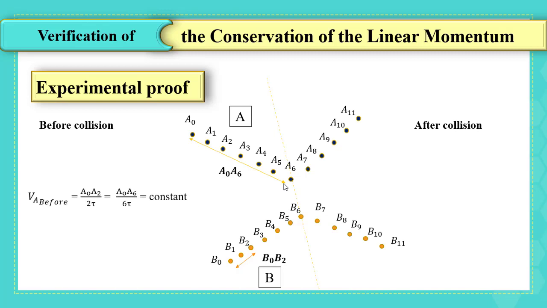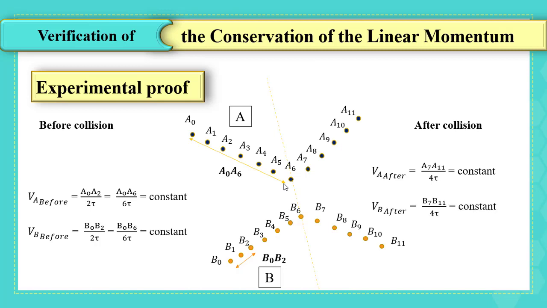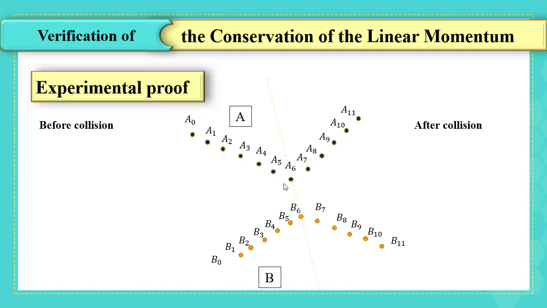Anyways, the speed of A before the collision will be constant, and the speed of B before collision will be constant too. After collision, the speed of A will be constant and the speed of B will be constant, confirming the motion is uniform. Knowing that the speed is constant, does it mean necessarily that the velocity is constant? Of course not. Then, what are the conditions the velocity as a vector should verify to be considered constant?